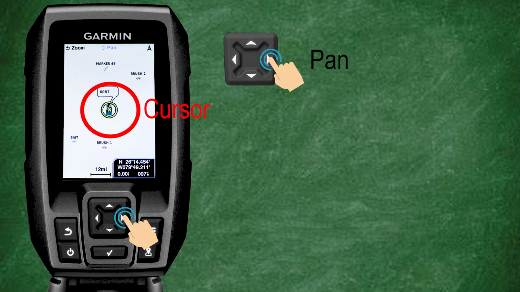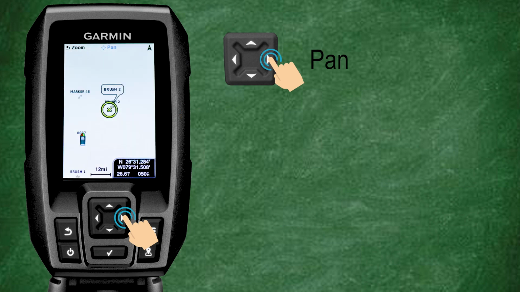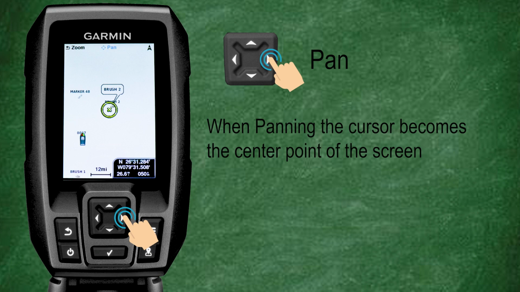The pan feature can be activated using the left and right arrows on the arrow keypad. When you press the left or right arrow, we notice that a movable cursor appears. You'll use the arrow keypad to move the cursor around on your screen. The key takeaway here is that when in pan mode, the screen will use the cursor as the center point.